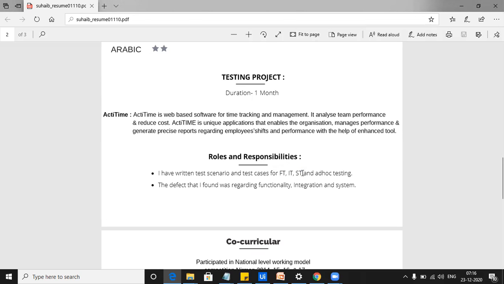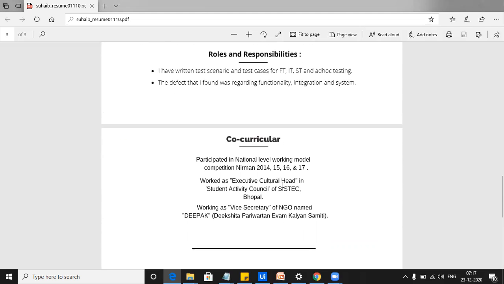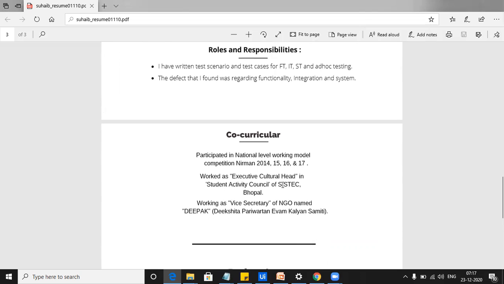Okay, so over here we can see these are all the short forms, and this is the long form. So better use long forms only. I think this is functional testing, integration testing, system testing. Okay. The defect that I have found was regarding functionality, integration, and system. But what defect did you find out, right? Because you are giving a good overview over here, you should also add some details of the defects. Even maybe a one-liner that can give a good summary of what defect you found. Then comes co-curricular. Okay, this is fine.